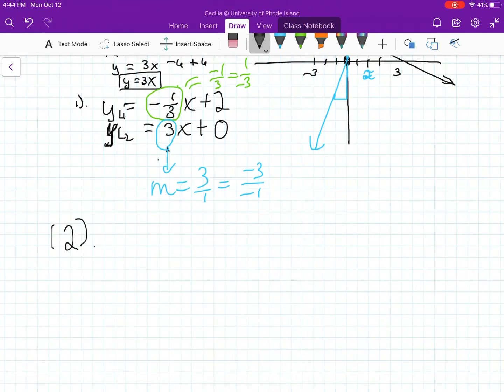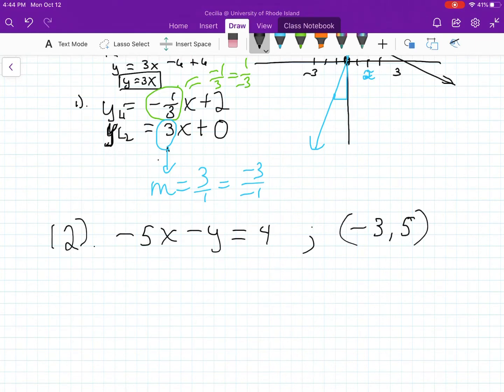The next problem, number 12, is to do the same thing with the line minus 5x minus y equals 4, going through the point minus 3, 5. All right, so we want to find the line that's perpendicular to this line and goes through this point. So again, the first thing we need to do is, oh, up here I should have said that this was the second line. Sorry. But the first thing we want to do here is put this into y equals mx plus b form.